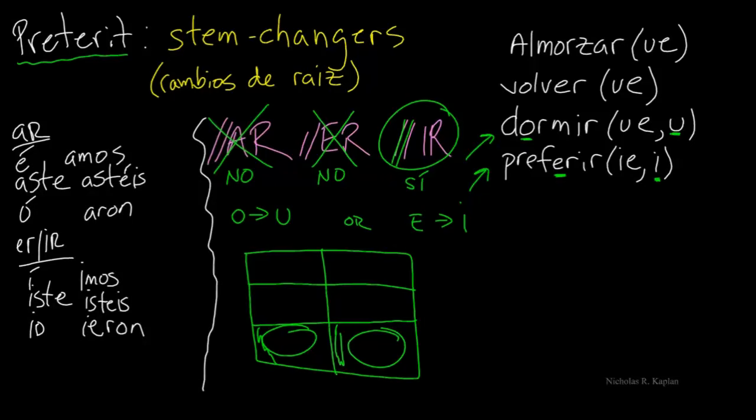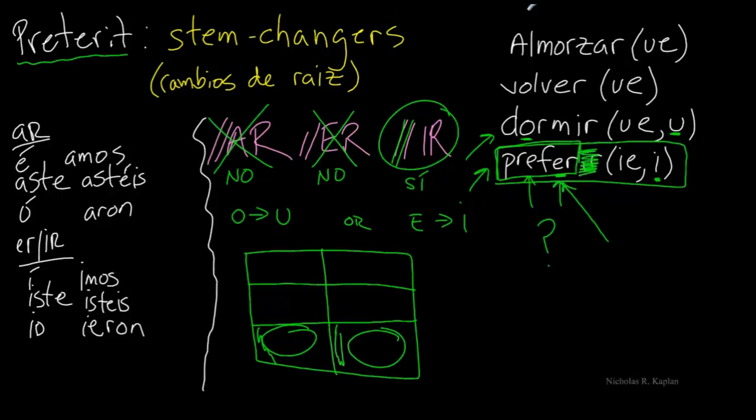But let's take a closer look at the verb preferir. If you notice, there are 2 E's in this word. So which one changes? Well, only one can change. And if we were to take off our ending and look at our stem, whatever vowel is closest to the end, that's the one that's going to change. All right, let's try a couple examples.